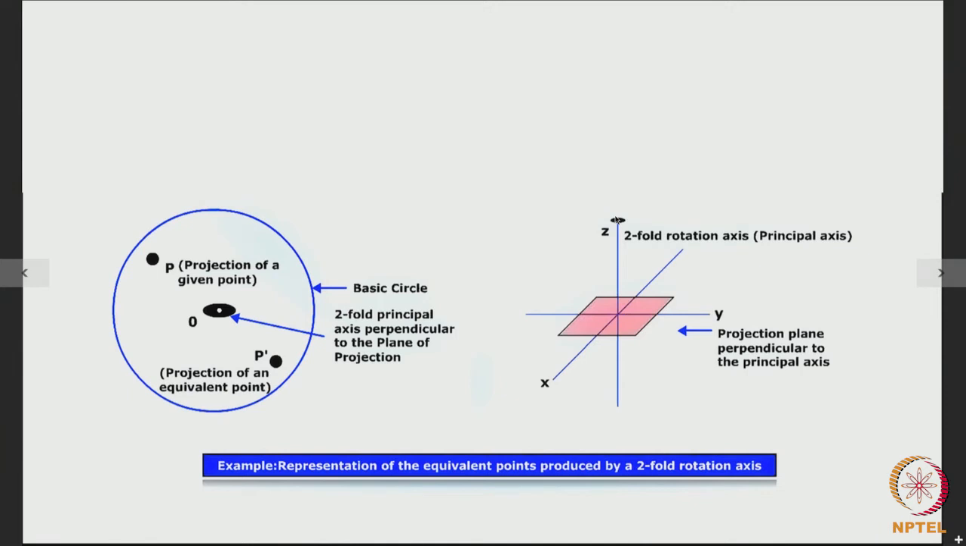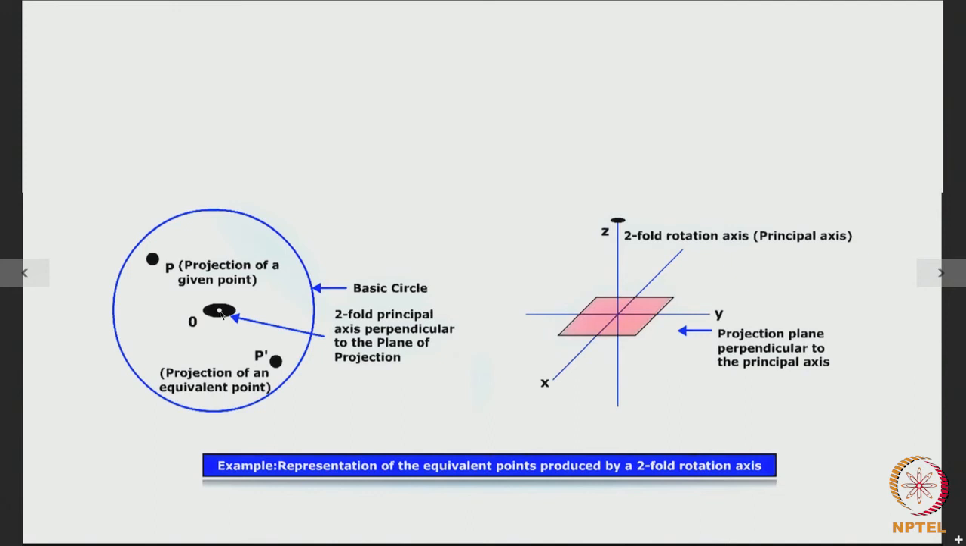Then what we do, we take a projection plane perpendicular to the twofold rotor. So we have a twofold rotor in the z direction, and we take a projection plane perpendicular to that. If we draw the stereographic projection here, what we'll find is that the twofold rotor will appear at the center of the projection plane. So it will be over here.